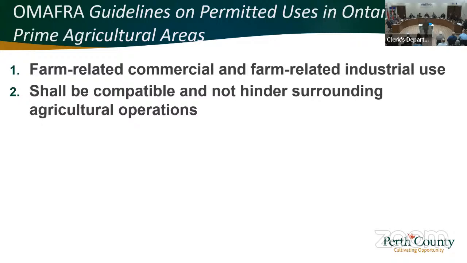The OMAFRA guidelines include fertilizer storage and distribution facility, which add value to agricultural commodities in the area. And while the use is not proposing fertilizer, it is storing a soil amendment. And that could be considered a farm related commercial or industrial use. The second question is with regards to compatibility and hindering neighboring agricultural uses. You go to the next slide.